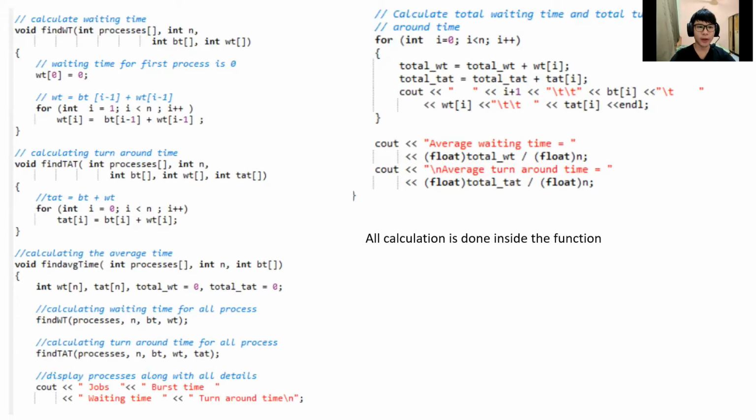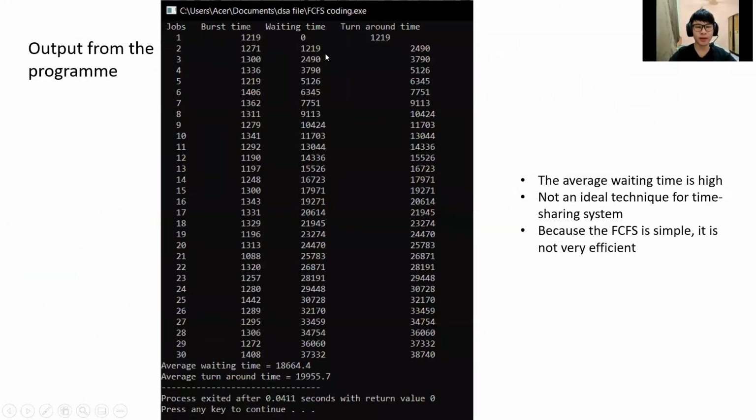Okay, this is my code for first come first serve. All the calculation is done inside the function. I have three calculations. First is to calculate waiting time. Second is to calculate the turnaround time, and third is to calculate the average time of all processes. And this is my output for my program. I have enlisted every job inside the job list.